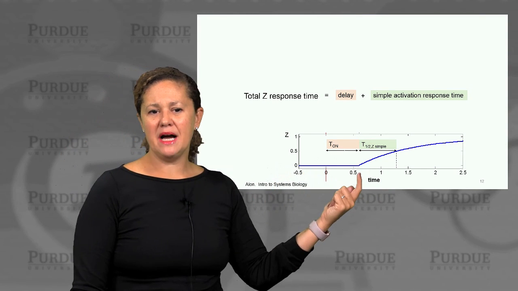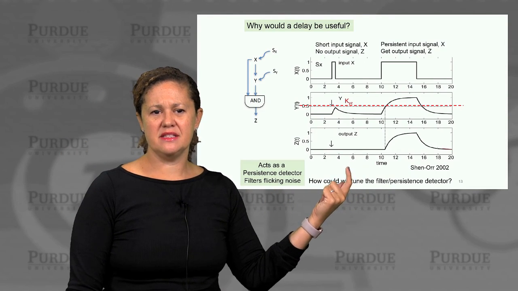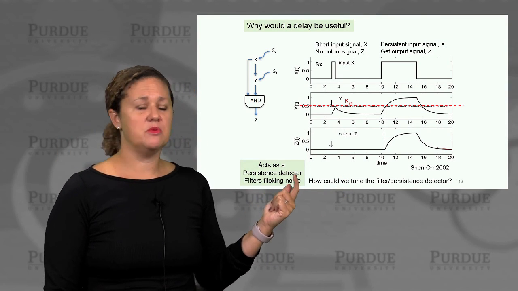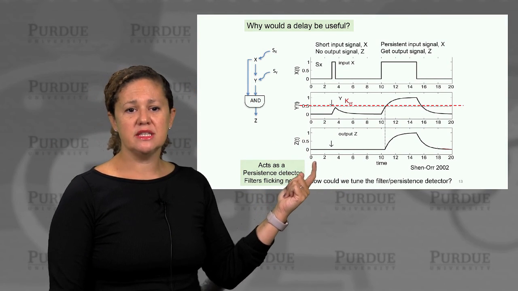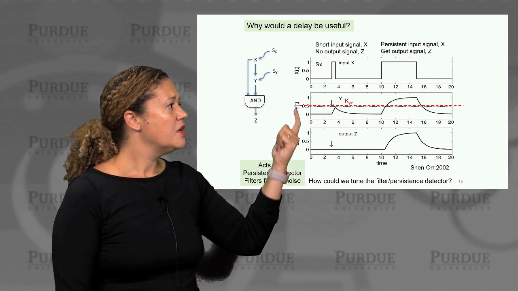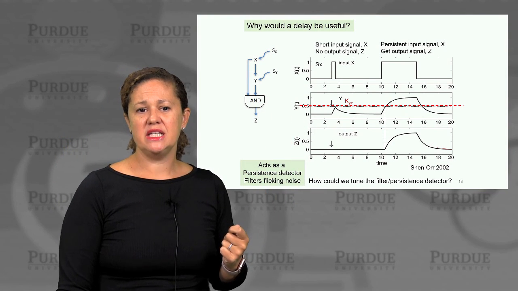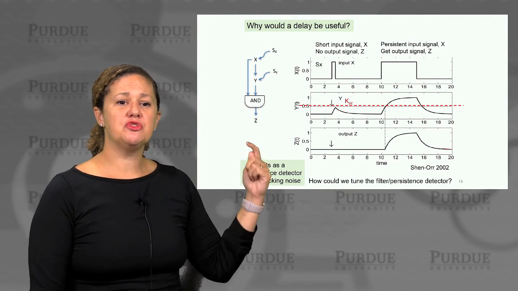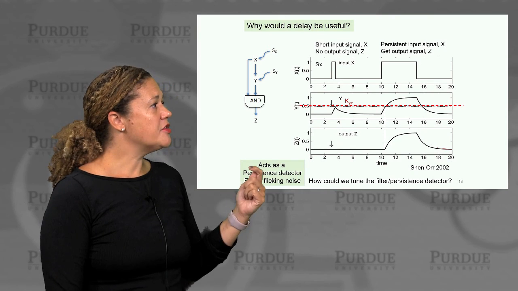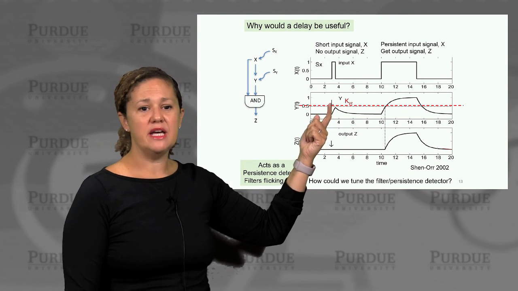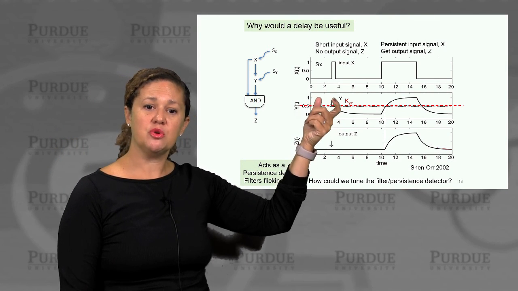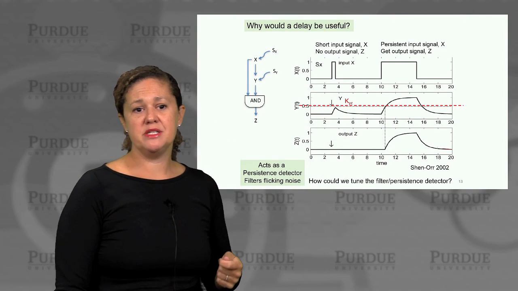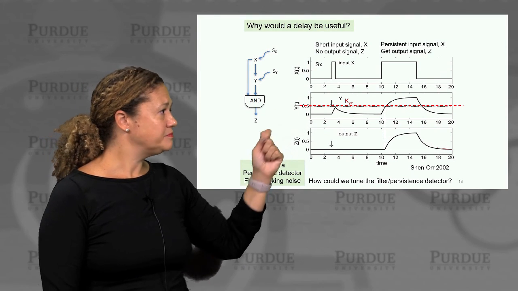So why might a delay in our system be useful? There are several reasons why this would be useful. One way to look at this is to consider what if X comes on and is not a permanent step change, but rather a transient step change. In other words, we have a short input signal. Let's look at the extreme of having a short input signal versus having a longer persistent input signal from our X value.